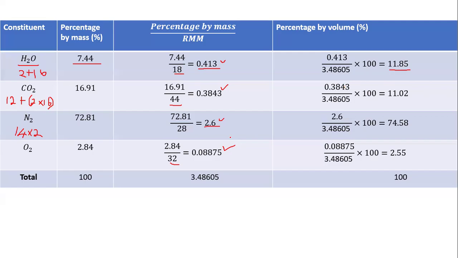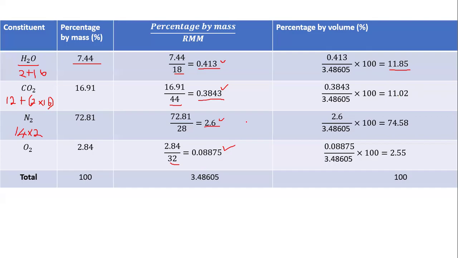Let me repeat this one. With carbon dioxide, I have 0.3843. Divide by the total, which is 3.48605, times 100. What I get is 11.02%. All the answers we're getting here are in percentage. So that is in percent.